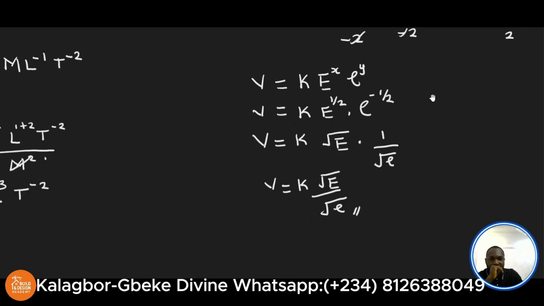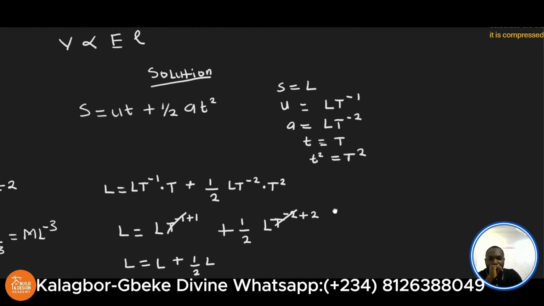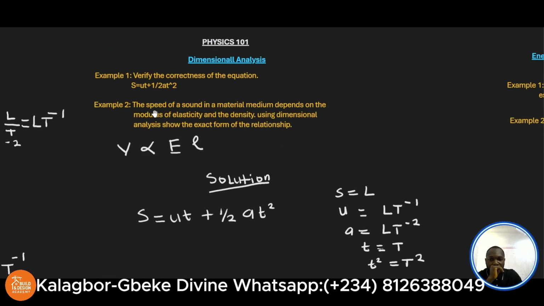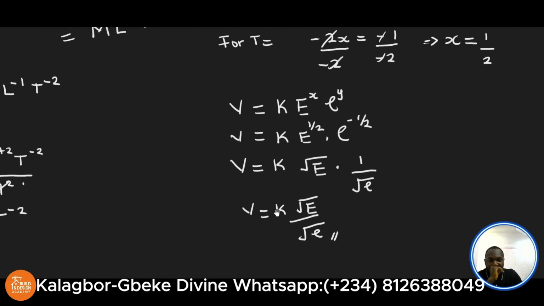So we have completed example number 2. We were asked to show the exact form of the relationship. So this is the relationship they gave us, where speed is proportional to Young modulus and density, and we have shown them the exact form. So this is the exact form here.